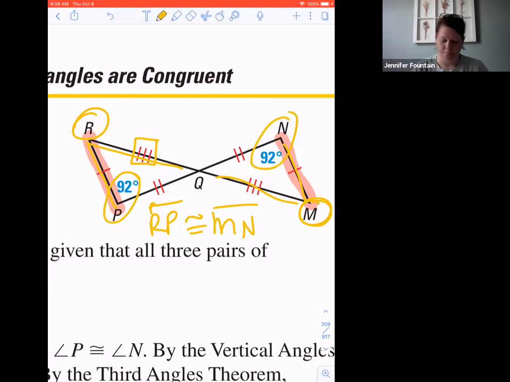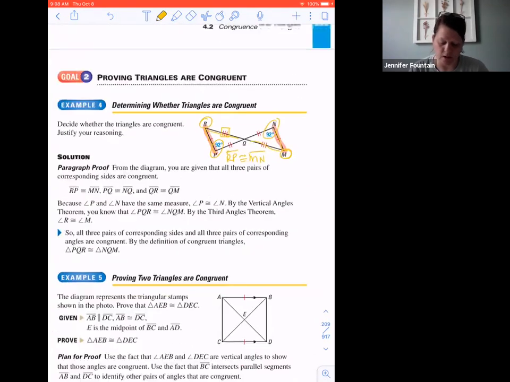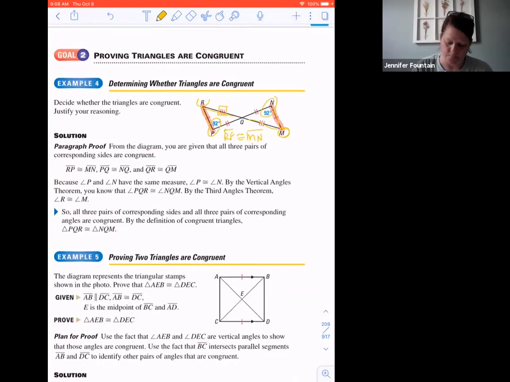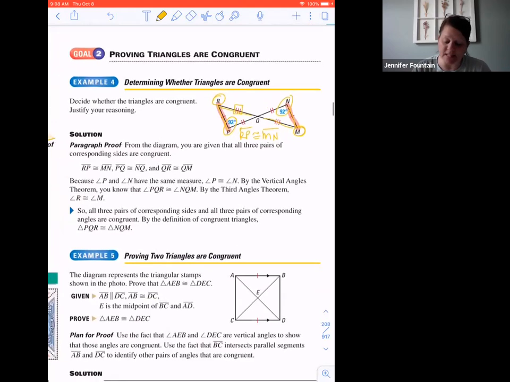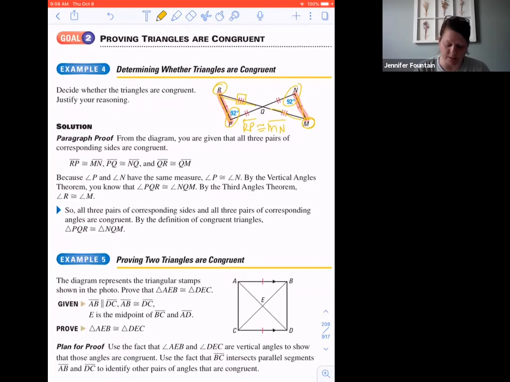Okay? So just paying close attention to naming them in the proper order. So here it says, from the diagram, you're given that all 3 pairs of corresponding sides are congruent. So RP is congruent to MN, PQ is congruent to NQ, and QR is congruent to QM.